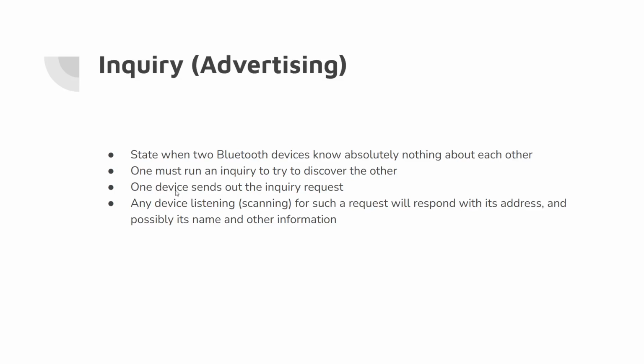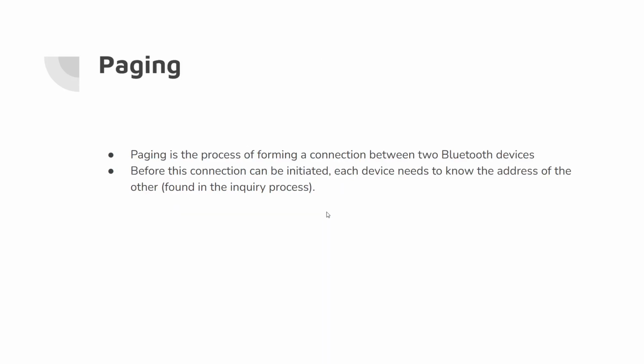And in this case, they're sending out the inquiry request, but inquiry and advertising in my research have kind of been synonymous, so you can think about them in the same way. Paging is synonymous with connecting, and paging is the process of actually forming that connection between two Bluetooth devices. Before this connection can be initiated, each device needs to know the address of the other, which is given out in the inquiry process. We talked about the addressing earlier.